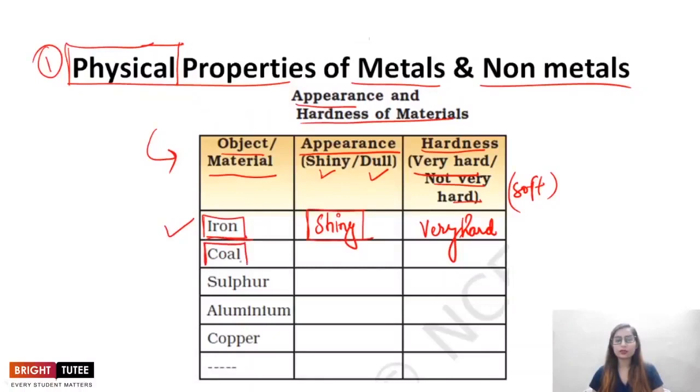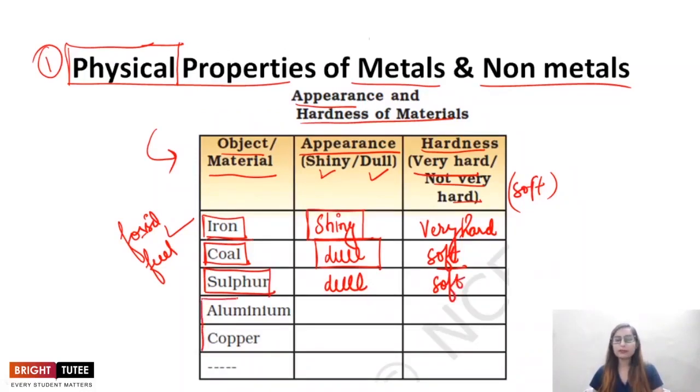Then coming to coal. Coal is basically a fuel. It is a fossil fuel. It has a very dull appearance. It is a powdery substance, and it does not have a shiny appearance, and it is very soft. You can crush it with the help of your hand, so it is soft. Then coming to sulfur. Sulfur again is a dull substance and is soft. It is not hard again.